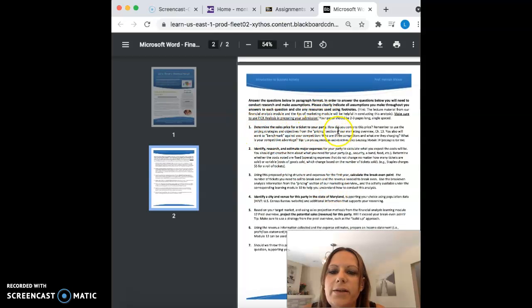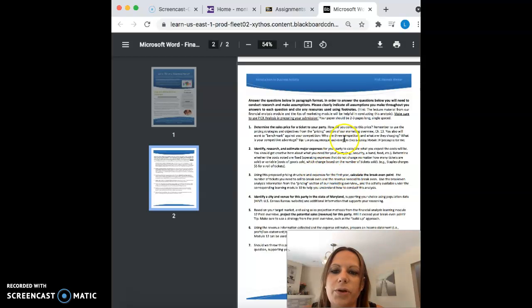You want to determine the sales price for a ticket for your party. And this references different aspects of our textbook. Identify, research, and estimate major expenses. It's really important here that you actually do the research. For example, if you're hiring guards for the doors, you need to make sure you find the actual payroll costs for guards for the doors. If you are buying sodas, list the actual price of sodas and how much you think you need.